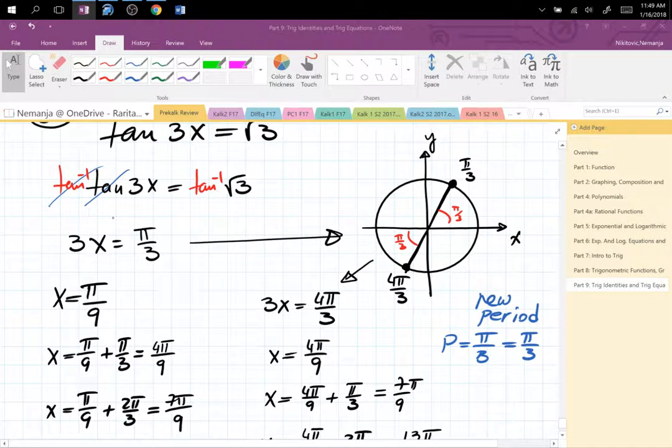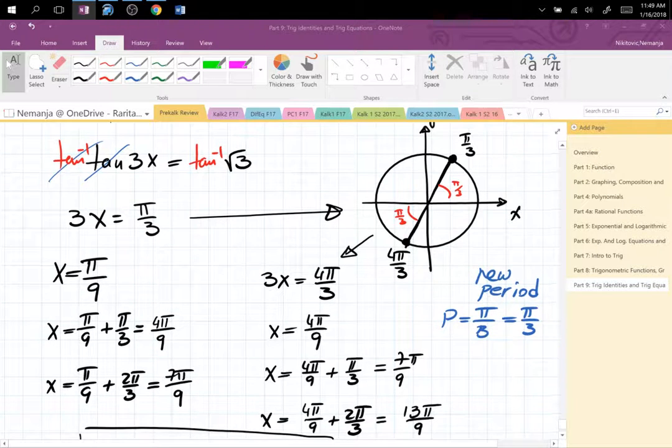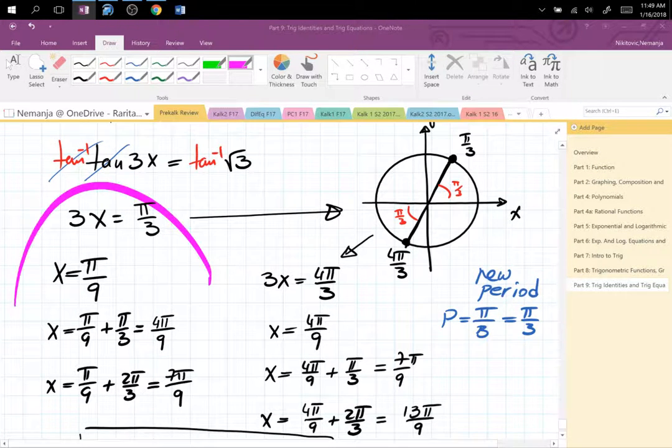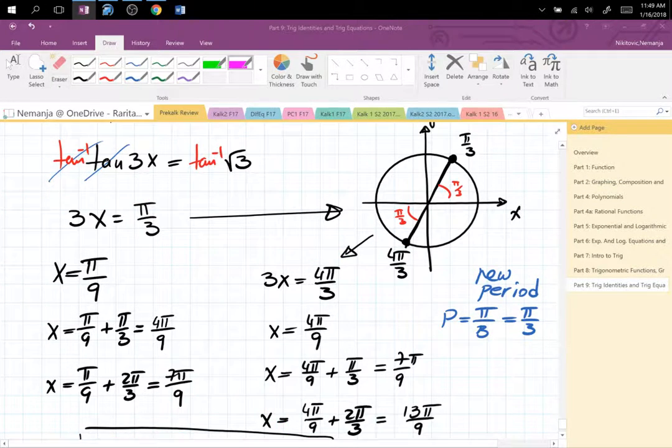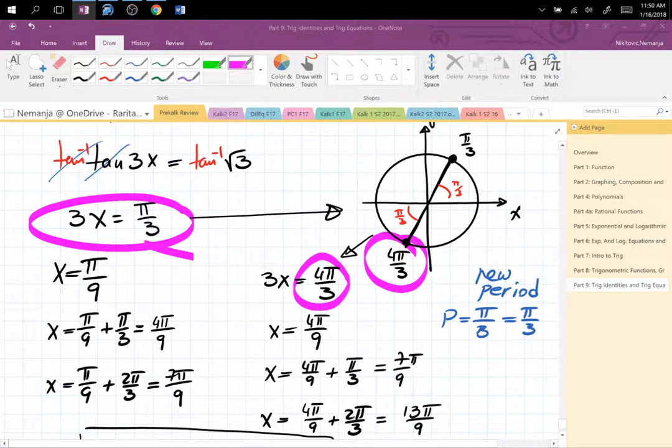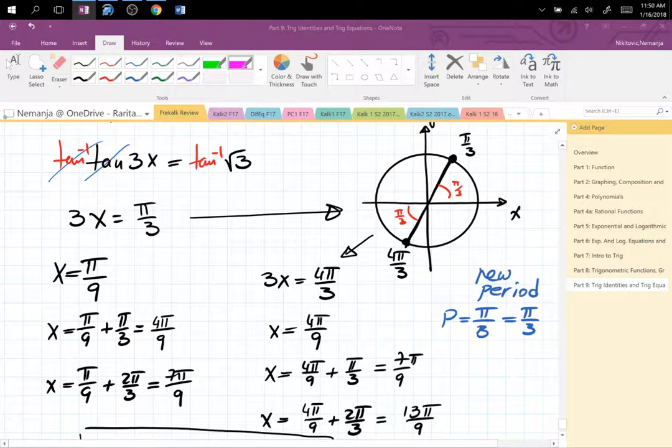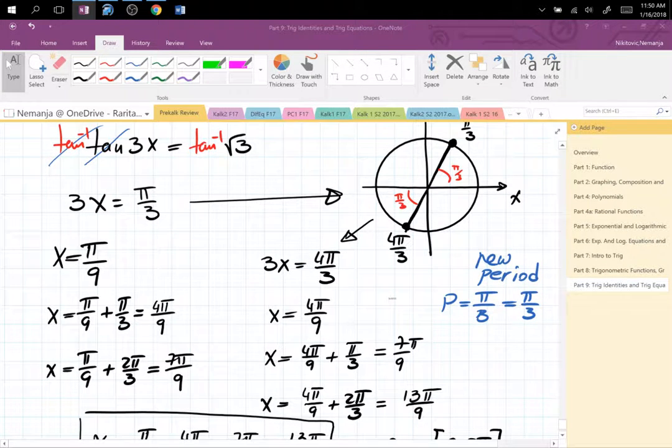So we have our first equation, which gives us the first set over here. And this second set is obtained by the unit circle. We looked at the unit circle, we found this guy, and we replaced pi over 3 by 4 pi over 3, which is, as you can see, this equation and that equation is the same thing. So now we solve the first set independently, second set independently, and make sure that we know that the new period between the adjacent solutions is pi over 3.